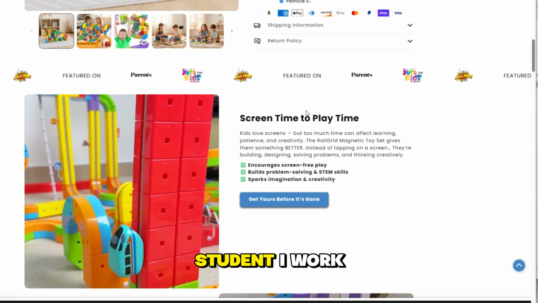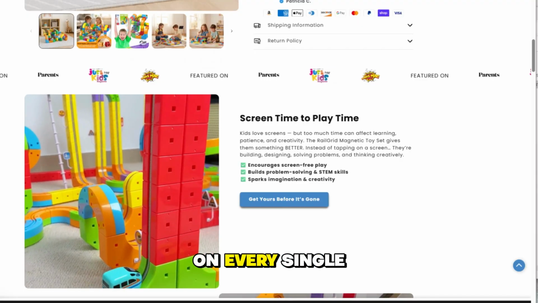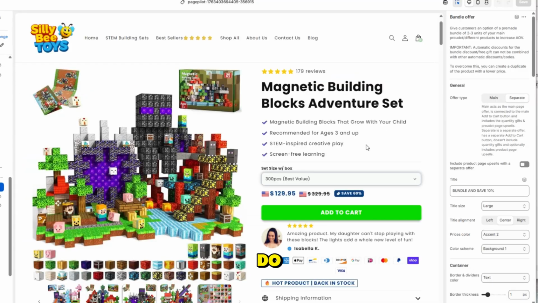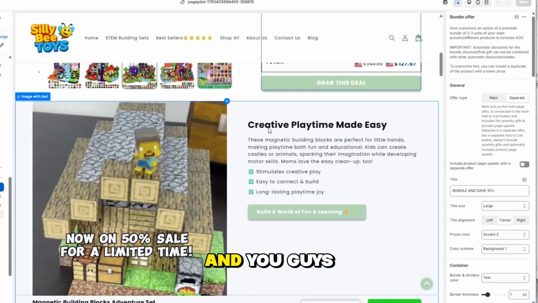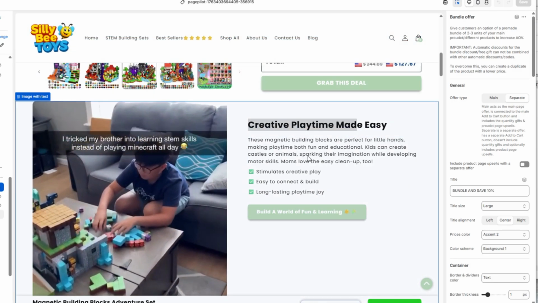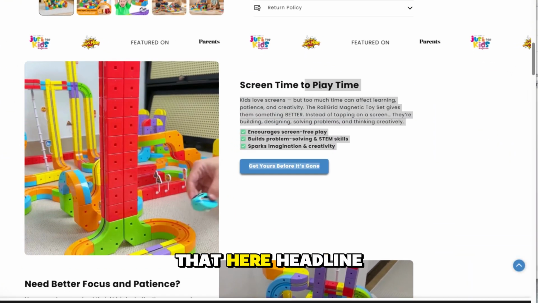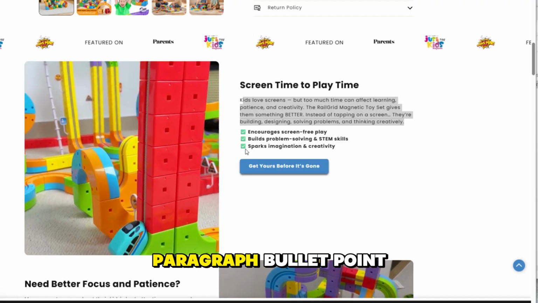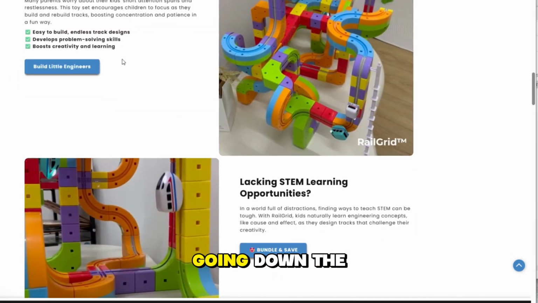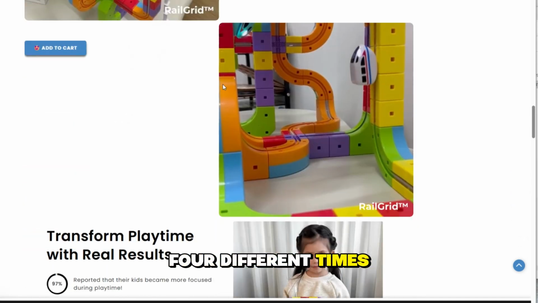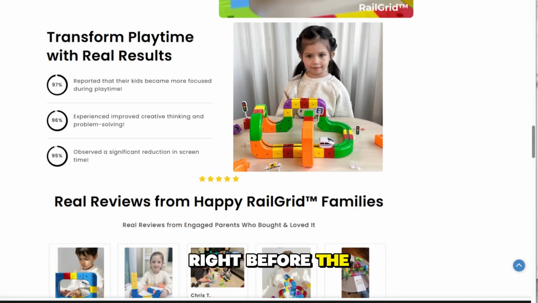Now, every single student I work with, guys, you're going to see the same layout that we do on every single store. This is the layout that we do. We always have videos. You guys see here, we do a headline, a little bit of paragraph, and then bullet point emojis. You guys see that here? Headline, paragraph, bullet point emojis, and then a call to action. It's like that going down the page about 4 different times with 4 different videos, and then a nice photo here right before the reviews.